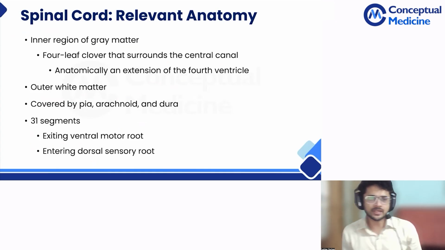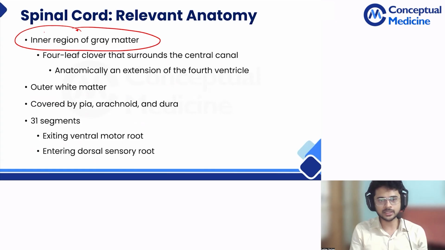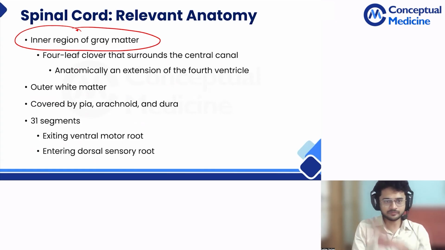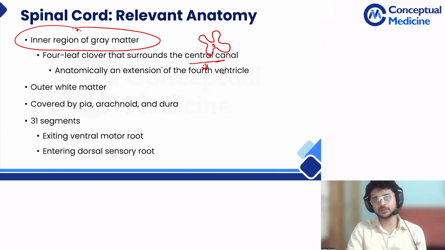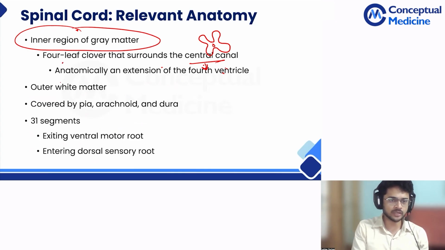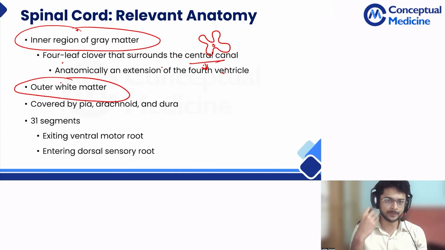All right. So as I already mentioned, in the spinal cord, the central part has the gray matter, and it's basically a four-leaf clover structure. It has a clover leaf-like shape, and centrally there is a central canal. And the central canal is basically just an anatomical extension of the fourth ventricle. And as I mentioned, outer we have the white matter. And just like how the brain is covered by the meninges, here also the spinal cord is covered by the pia mater, arachnoid mater, as well as the dura mater.